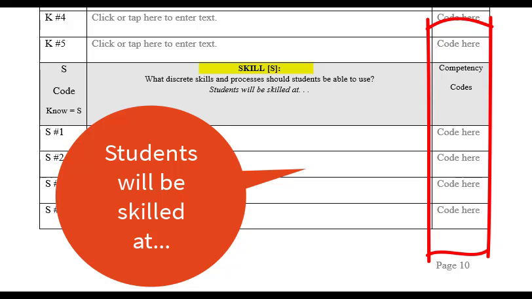And when we're writing down these specific skills, we want to start these off by saying students will be skilled at whatever the particular skill is.